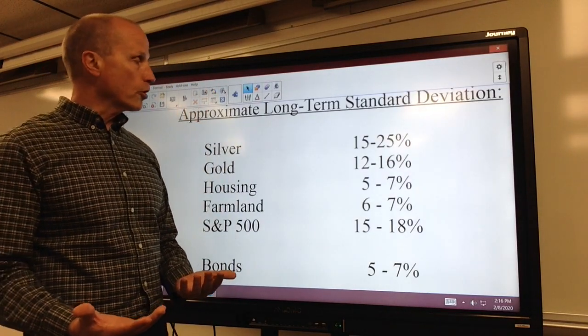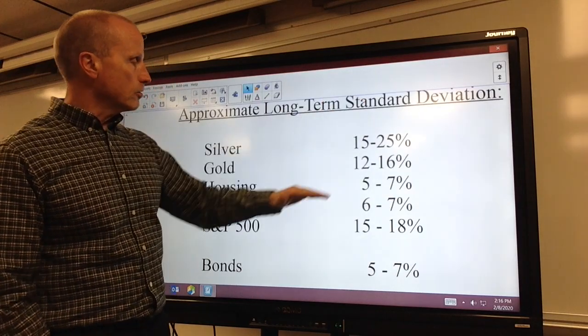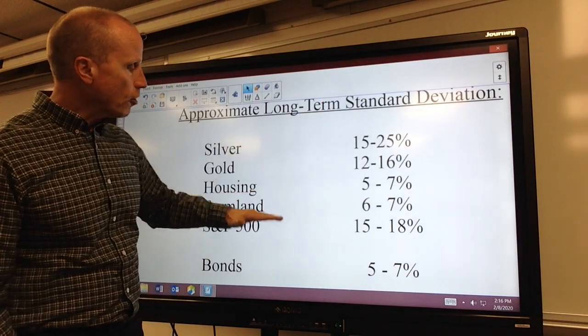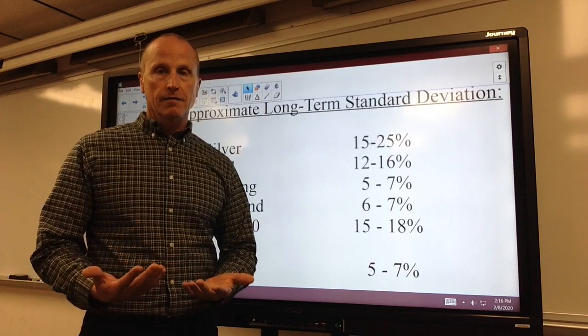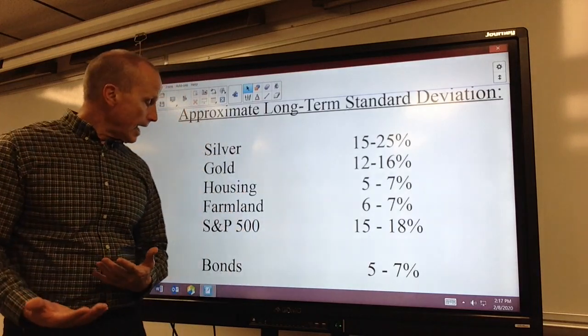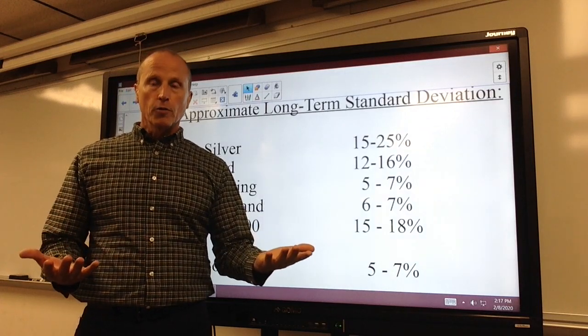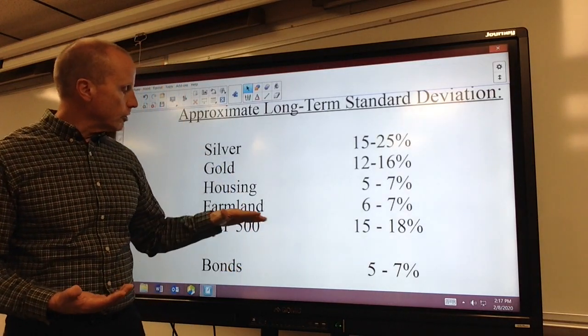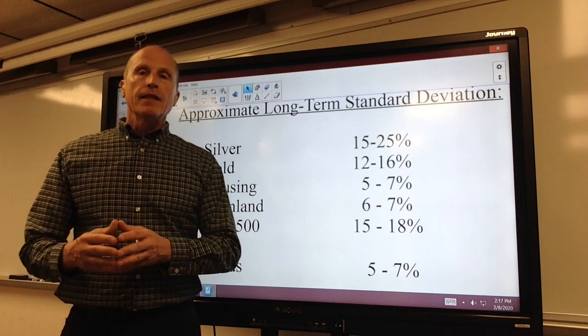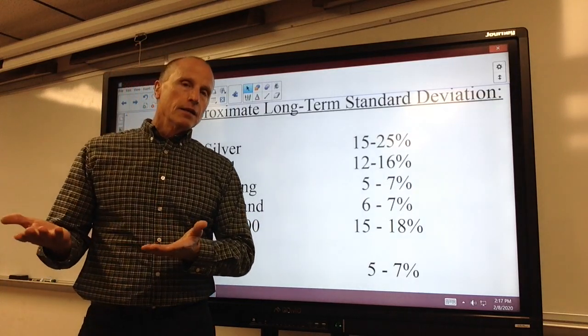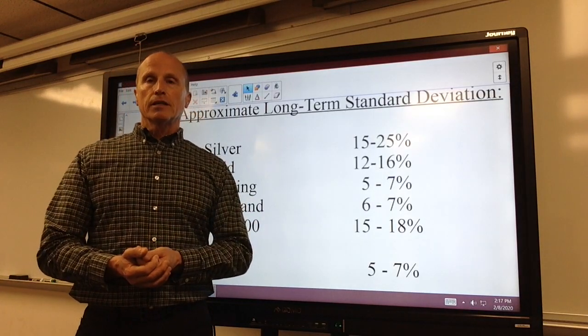Nothing is in a smooth curve. All of these are volatile. However, housing, farmland, and bonds are the least volatile. And that is exactly why people recommend having a diverse portfolio, because if we have a mixture of stocks and bonds, then that tends to take away some of that volatility.